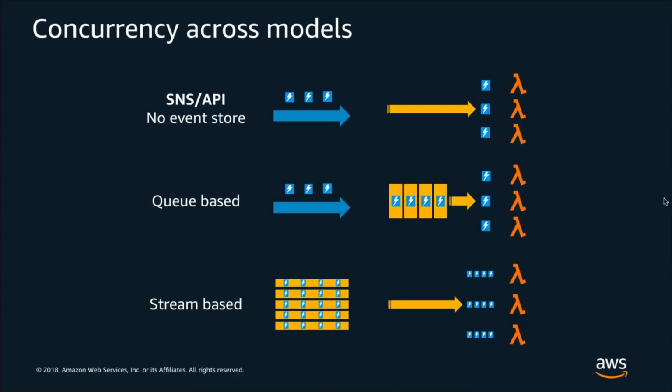Now, when you think about concurrency across models, you want to think in terms of what parallelization looks like and the order of operations for consumption. When we talk about SNS or just the Lambda API in a synchronous model, basically messages or invocations are going to go at the Lambda service and be pulled off in almost an ordered sense. SNS says that it makes best attempt to deliver messages in the order that they were received. And so in this case, there isn't really anything in terms of batching that happens. You're just going to pull those messages off.